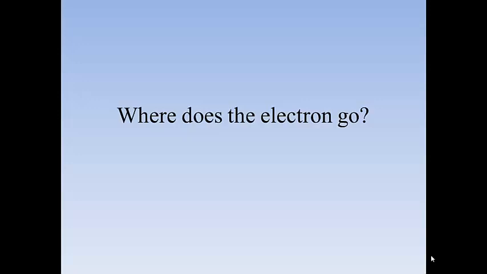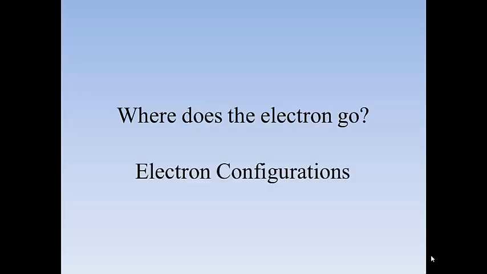This is the second lecture on where does the electron go. The previous lecture looked at the pictorial method, the Aufbau diagram. Here we're going to talk about the electron configuration or configurations.